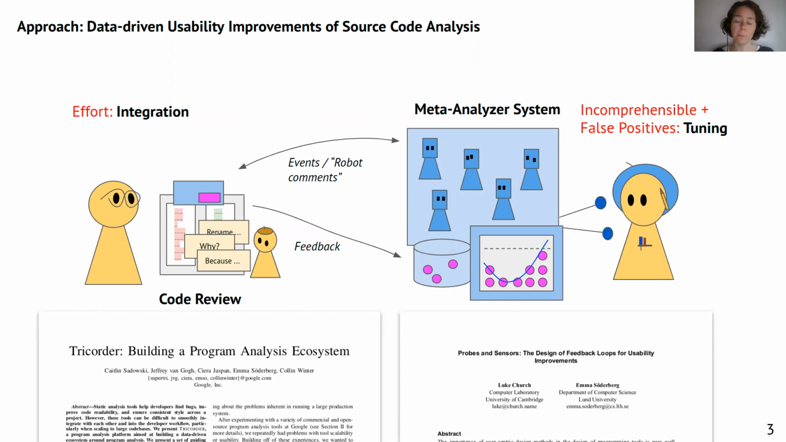You can also react to false positives, put limits on how noisy an analyzer is allowed to be. And then if it's too noisy, you turn it off. So you can have rules around these things, which is done in the Tricoder system. So this has been quite useful at Google.